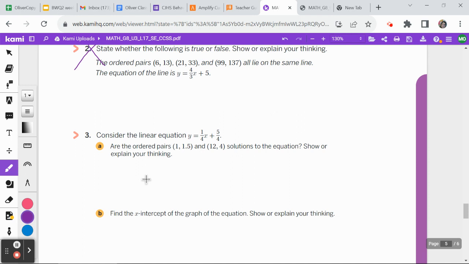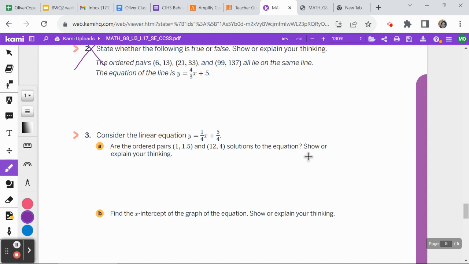All right, number 3. Are the ordered pairs solutions to this equation? Show or explain your thinking. Well, if you show me the arithmetic way, if you're doing this on paper, that works. If you're doing it on the iPad, you explain what you replace x and y with.